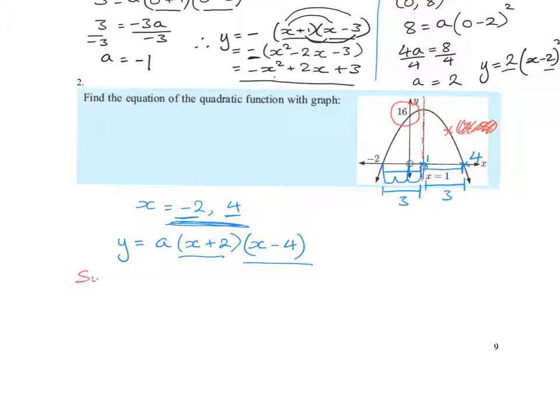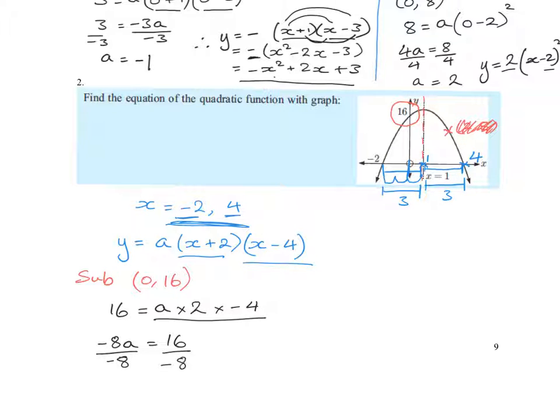So, girls, we're going to sub the only other point we have, which is 0, 16. So let's sub that in. 16 is y equals A, I don't know, times 0 plus 2, that's just 2, times 0 minus 4, which is just -4. I'm going to do it that way this time. Then all of this becomes -8a equals 16. Divide both sides by -8, and I get A is -2. So therefore, my equation is y equals -2 outside of x plus 2 times x minus 4.